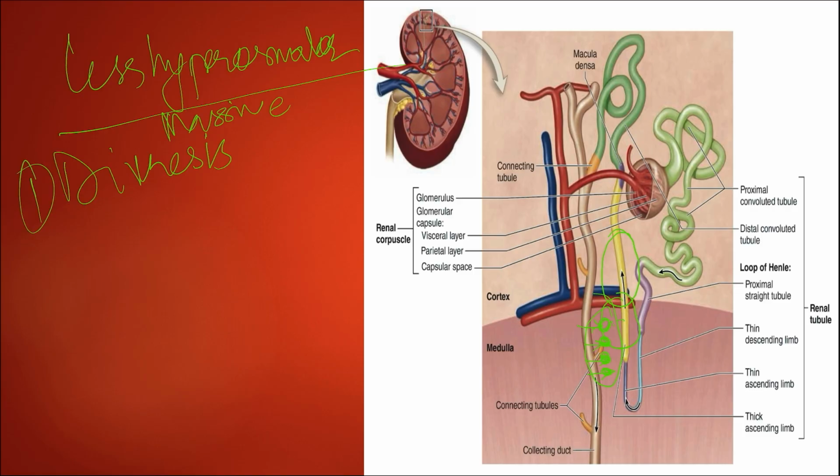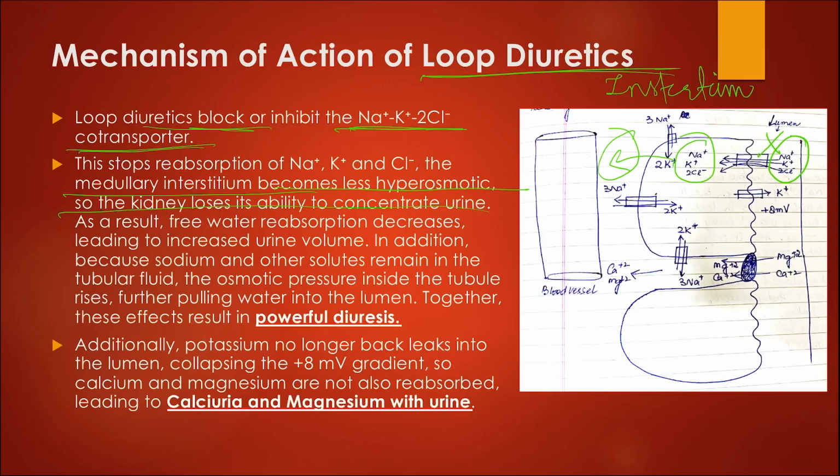Number 1. Number 2, since more and more salt and ions remain in the thick ascending limb of loop of Henle, as we know, water follows the sodium, so more and more water will remain in the lumen. This again will lead to diuresis. That is why it is said that these loop diuretics are very powerful diuretics.